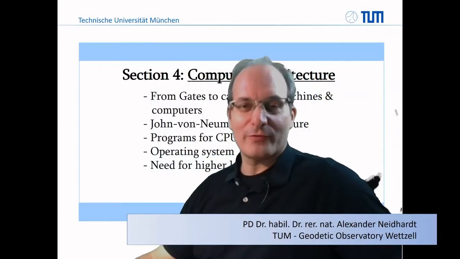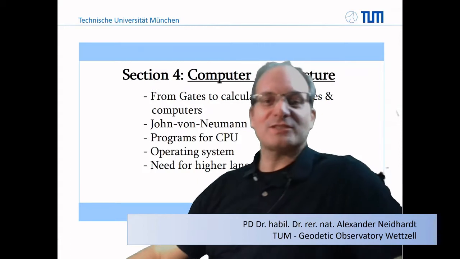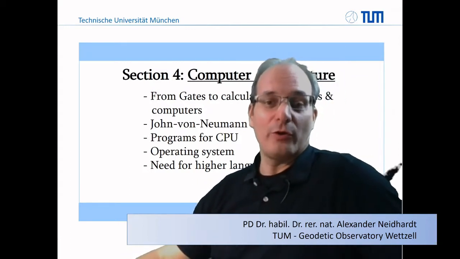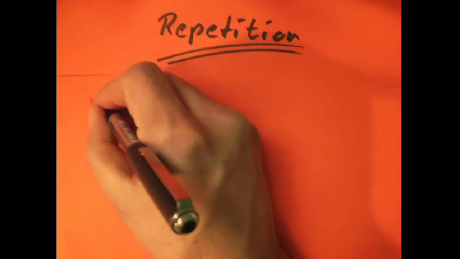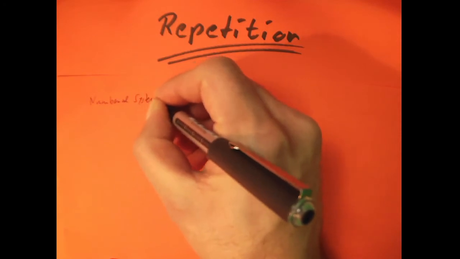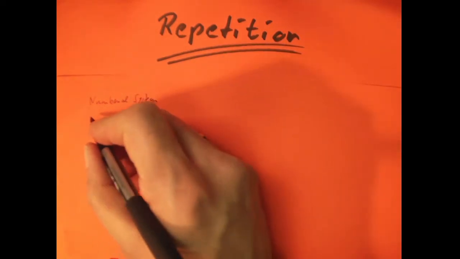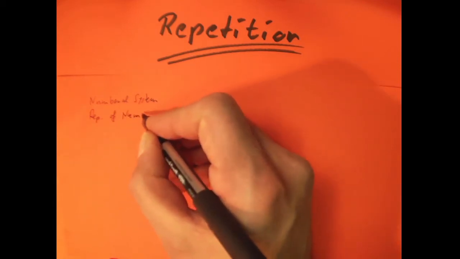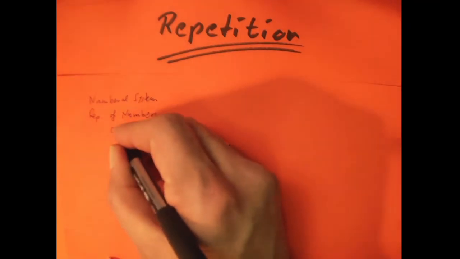Welcome to lesson number 4 about computer architecture. Before we start, let's do a short review and have a look at what we have learned already. We started with a numeral system, which was a representation of numbers. In our case, it was a representation with zeros and ones, so that we had the binary system.